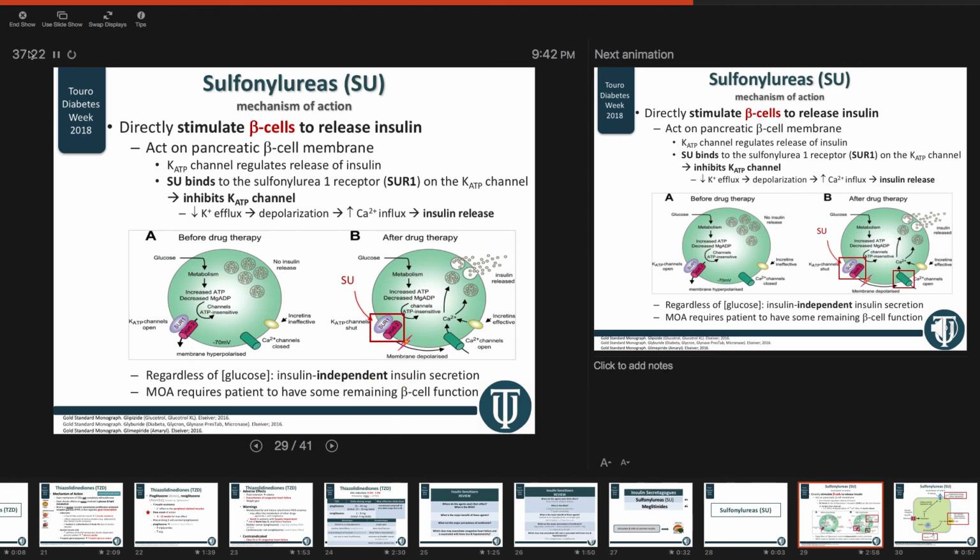So this process is independent of the glucose level. That means it doesn't matter how high or how low the glucose level is, insulin is still being produced. Also, this mechanism of action requires some remaining beta cell function to work. If the beta cell doesn't work, then the patient will not respond to the sulfonylurea.